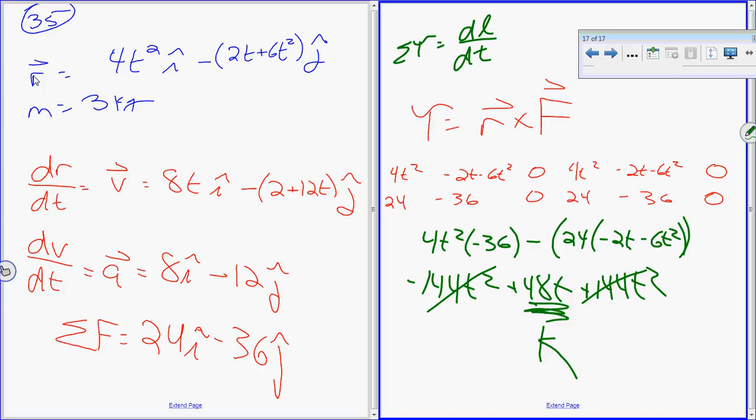One other thing you could do, and I don't know if this makes it any easier, is what the book solution did. They did m times r cross v to find the angular momentum, and then they took the derivative of that to get the torque. But it boils down to the same thing. Okay, so that was 35. Questions about it before I get on?